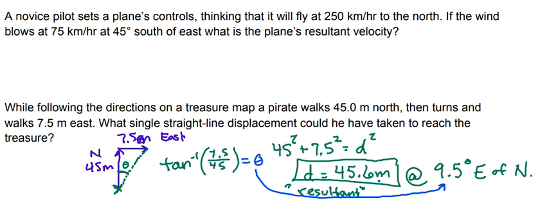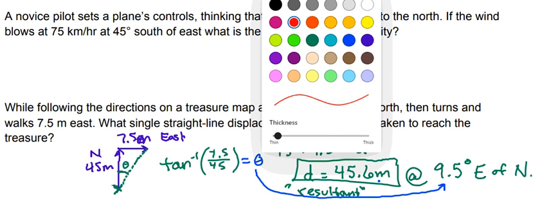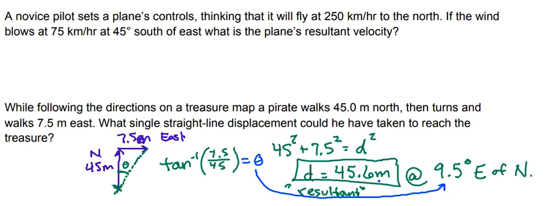I'm going to be working the first one up here. A novice pilot sets the plane controls, and if you look below, you'll see number 2 worked out. I'm not going to go through it in a video, but at least there you can see the setup. So the pilot wants to fly 250 kilometers per hour to the north. Okay, so they set their sails, so to speak, straight north 250 kilometers. But there's a wind that blows 75 kilometers per hour, 45 degrees south of east.